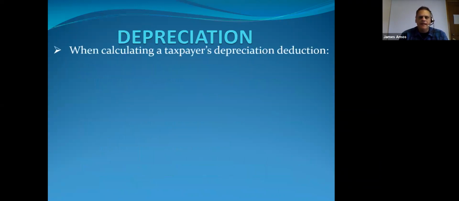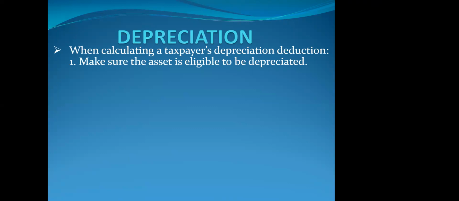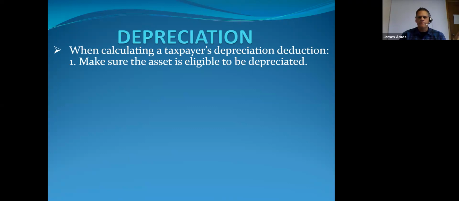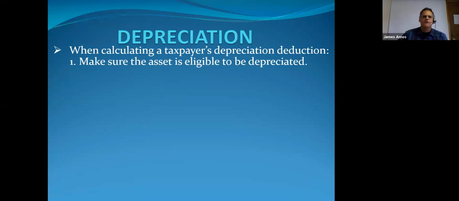So, when calculating a taxpayer's depreciation deduction, here are the steps. First of all, make sure the asset is eligible to be depreciated. What types of assets are eligible? We started our entire discussion with this. Business use is one of them. What else? Investment property, like personal investments, such as your coin collection. So you can depreciate investment property that's not business, and you can depreciate business property.